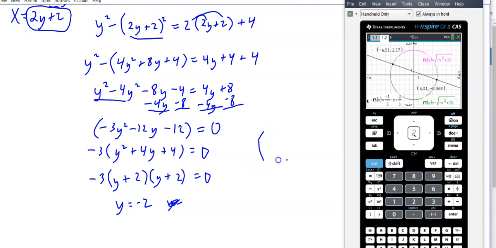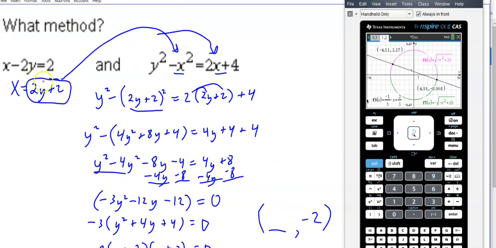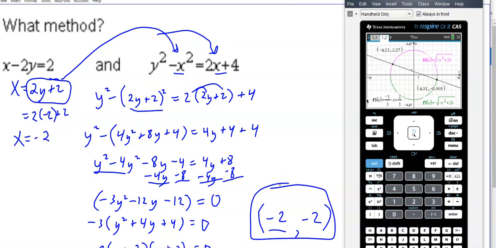Okay, so I know that my y value is -2, but I don't know what my x value is, right? So at this point, you could plug into this equation: x equals 2y plus 2, so this would be 2 times -2 plus 2, which is -4 plus 2, which is -2. Let me double check that. -4 plus 2 is -2. So I get -2 comma -2. So I do get a solution here, that they do cross, those two equations. You have a solution. So it just takes a lot of work to get there.